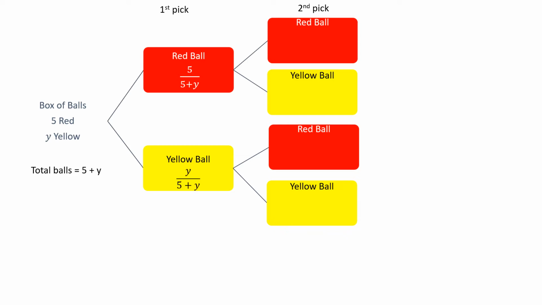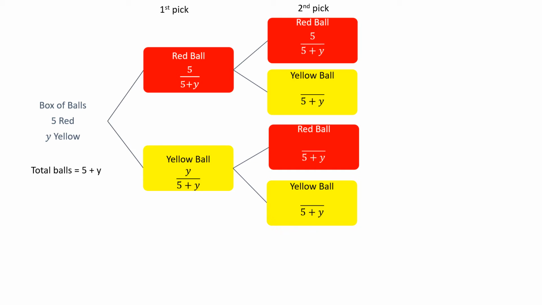Now, on the second pick, we have exactly the same number of balls to pick from because we replaced the first ball. The total balls is still 5 plus Y. If we picked a red ball the first time, we still have 5 red balls in the box as we replaced it, so the probability is 5 over 5 plus Y again.